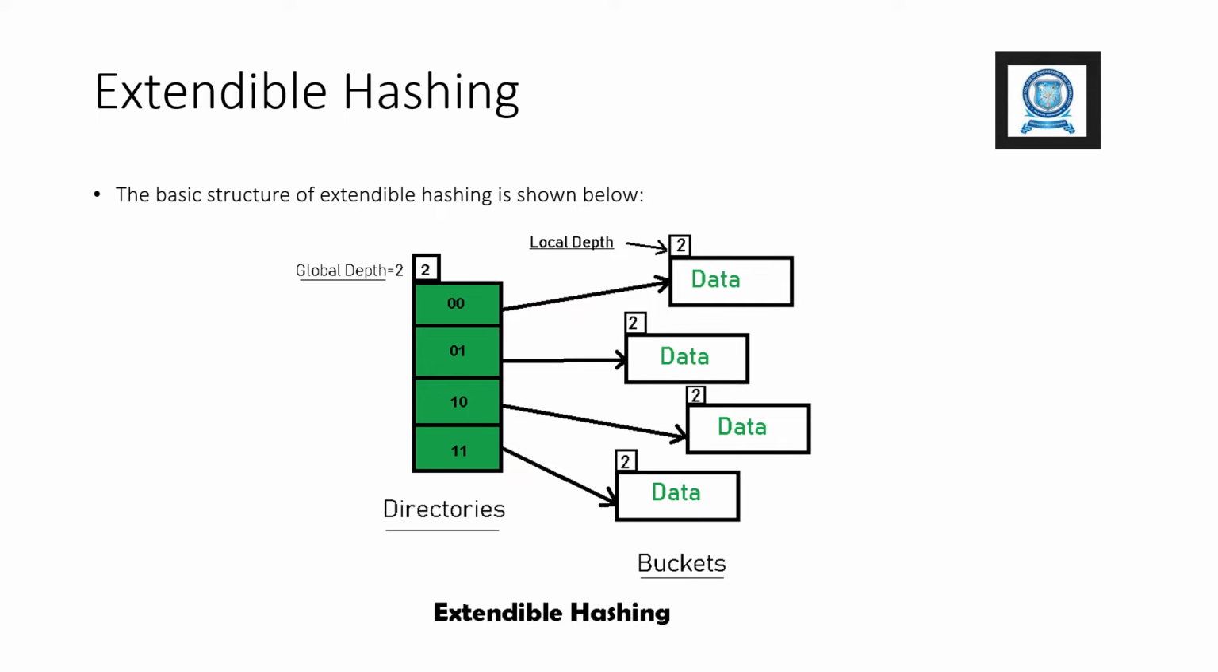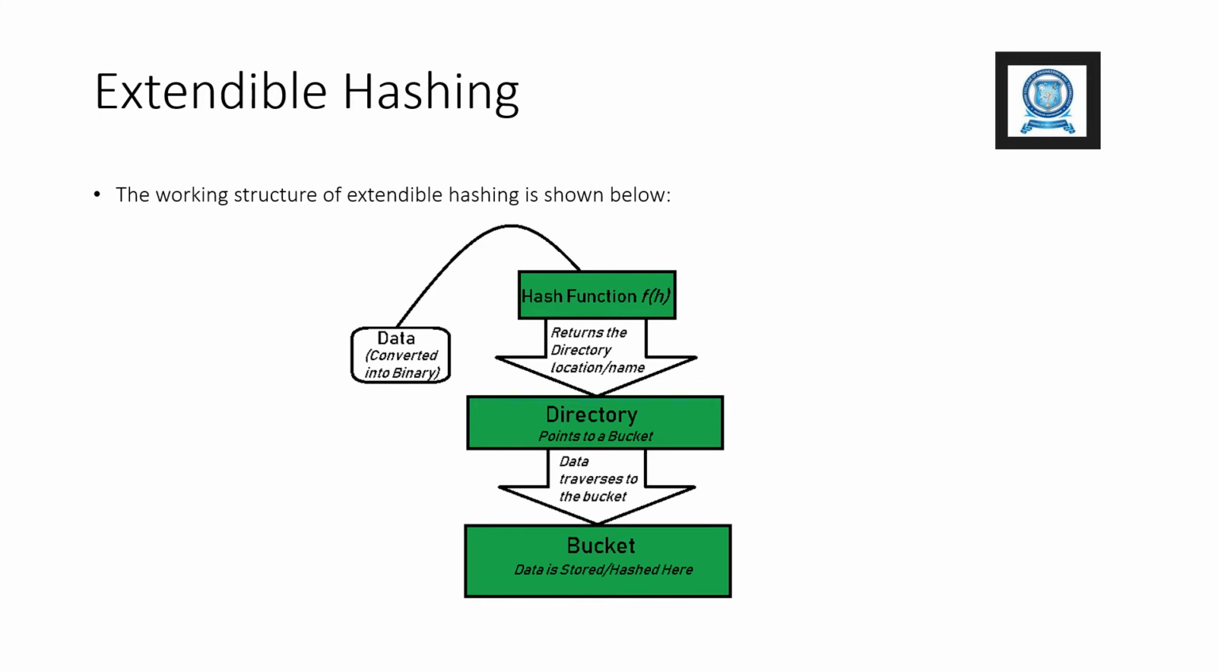This slide shows the basic structure of extendable hashing. Here directories and buckets are connected. This slide shows the working structure of extendable hashing. First, the data has to be converted into its binary format, f of h, and it returns to the directory. The directory points to a bucket where the data traverses to. The bucket is a place where data is stored.